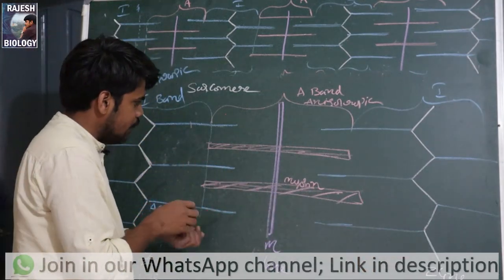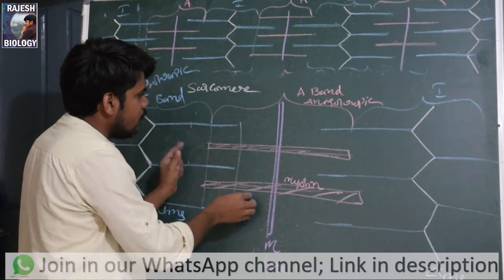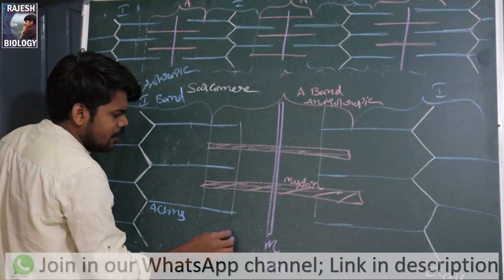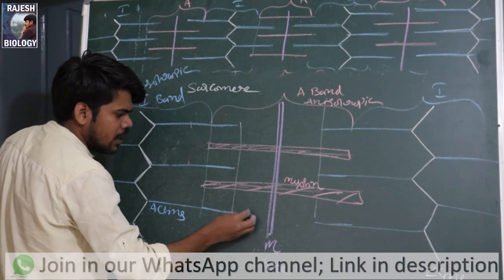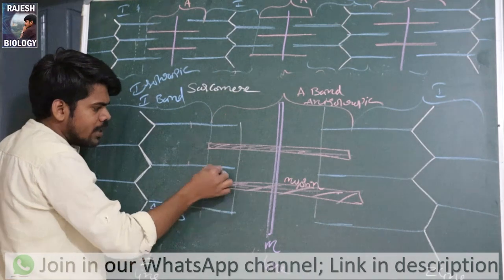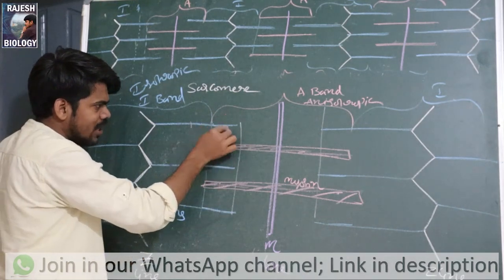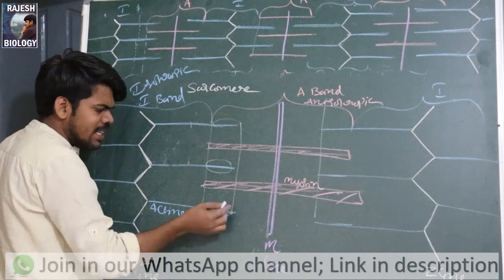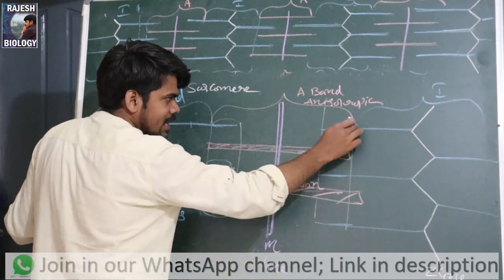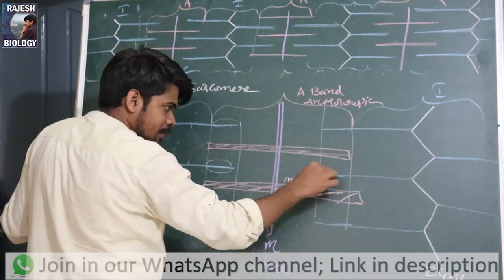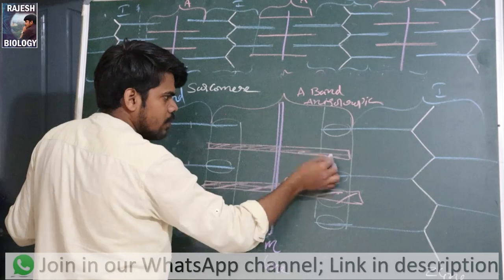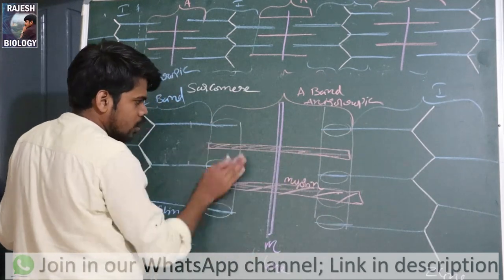And not only that, in the A band also light can pass in a little manner here, because here only myosin is there. But in this portion, actin, myosin, actin, myosin, three extra bands are also there. So it is even more thick. The A band is nothing but the thick band, and in the thick band also, an even more thick portion is there. That is the overlapping portion.